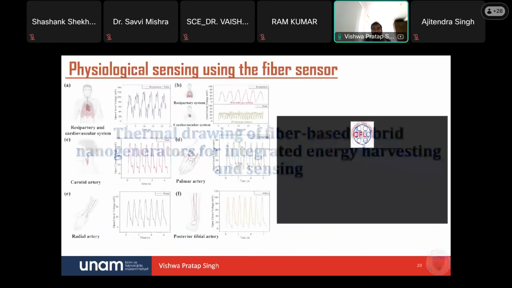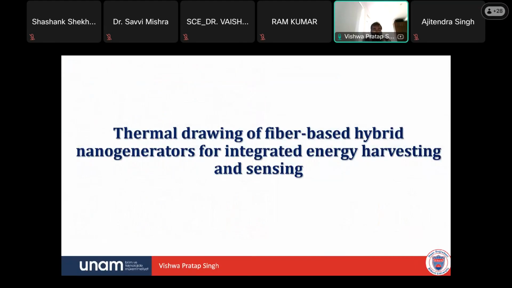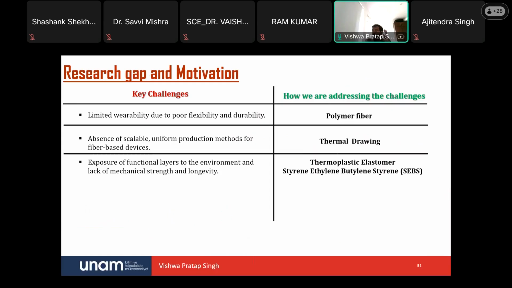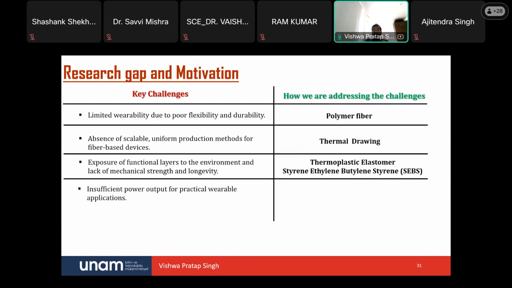Further after that, we also made a hybrid nanogenerator. After piezoelectric and triboelectric, we combined both of them. How do we combine them? Because the structure is very different, you need to have both triboelectric and piezoelectric phenomena. There is always an issue with it, it's a very basic thing. So again, we are going to use thermal drawing for this purpose.